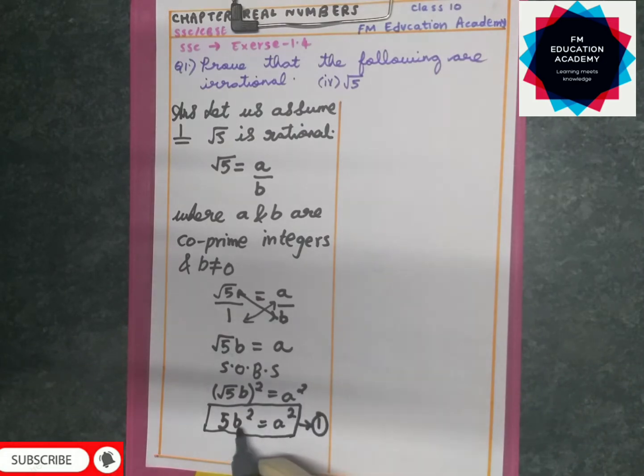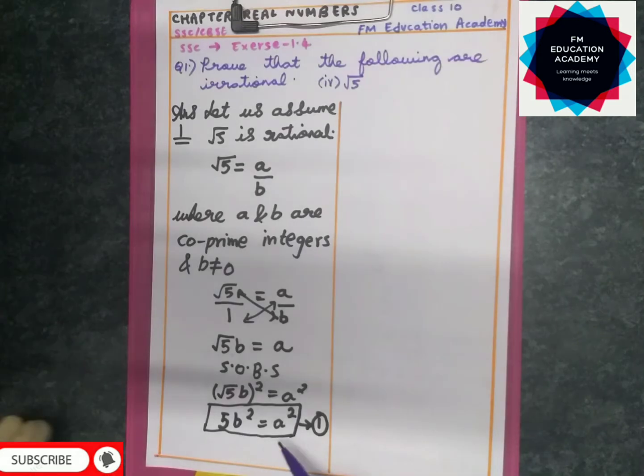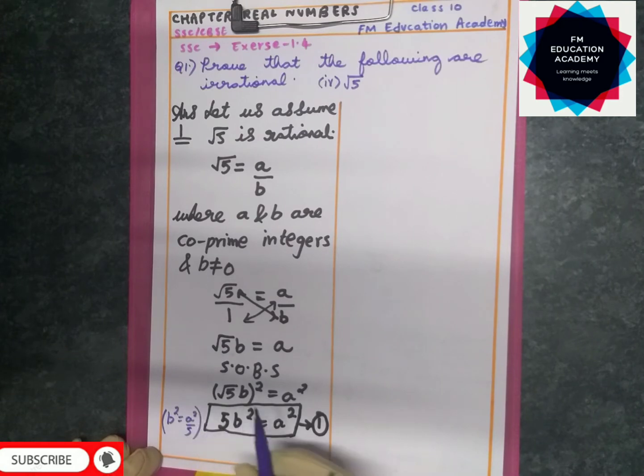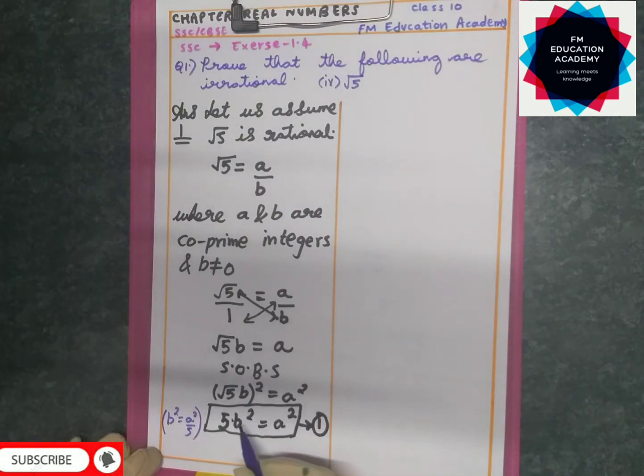Now observe here, I'll show you one thing. This can also be written as b square is equal to a square by 5. That is, 5b square means it is 5 into b square, so if the multiplication goes that side, it will come in the denominator. So I am writing b square is equal to a square by 5.